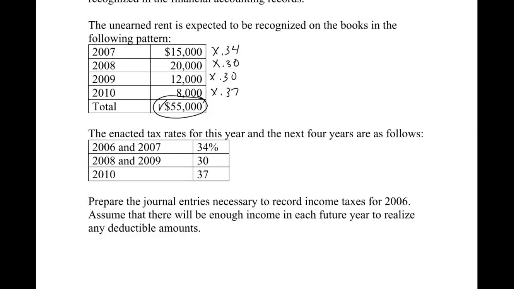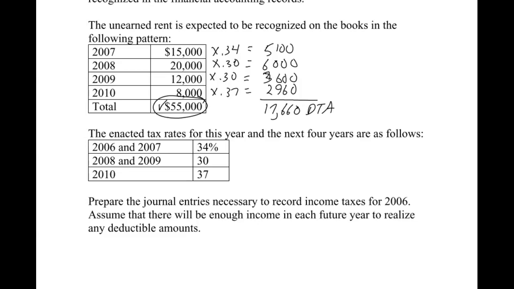All right, so I'll just multiply those across real quick. We get 5,100, 6,000, 7,600. I'm sorry, that's 3,600. 3 times 12. Sorry, I was reading that wrong. And that's 2,960. All right, so add that up, we get 17,660. So that's going to be my deferred tax asset.